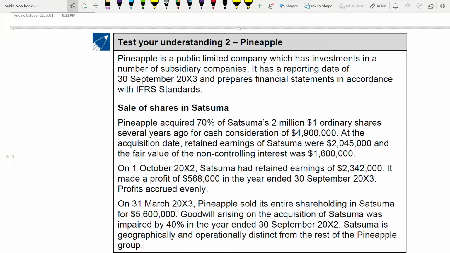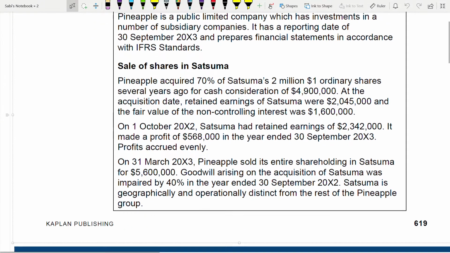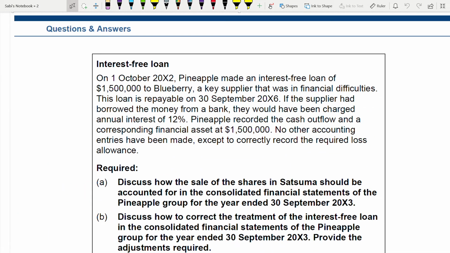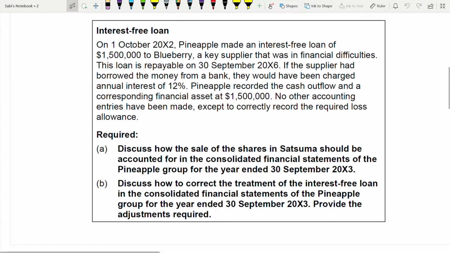So this is about selling of shares, selling of a subsidiary, and we have a financial instrument. So we are going to cover this too in this question. Pineapple is a public limited company which has investments in a number of subsidiaries, and the reporting date is 30th September 2003, and it prepares its financial statements in accordance with IFRS standards. In the first para we have sale of shares, and in the second we have an interest-free loan which is dealt under financial instruments. Okay. So now first let us read the requirements.